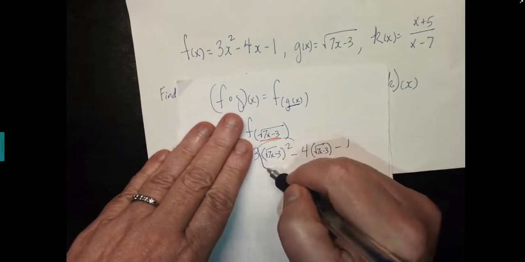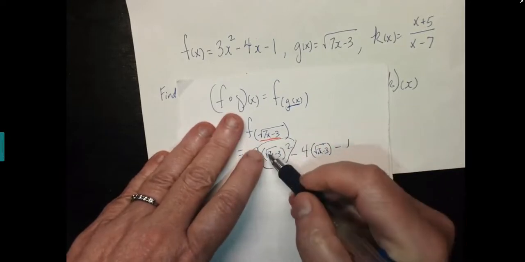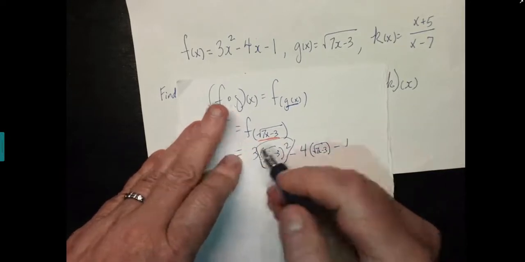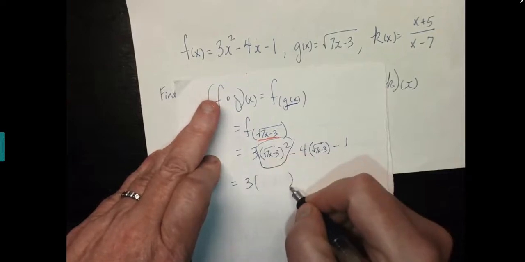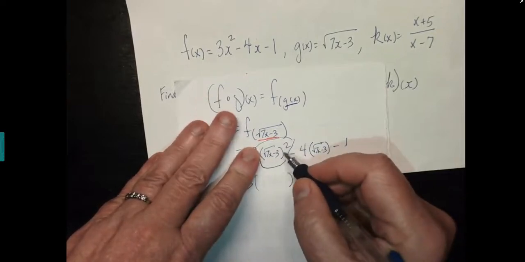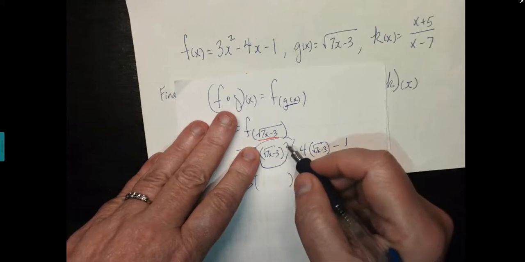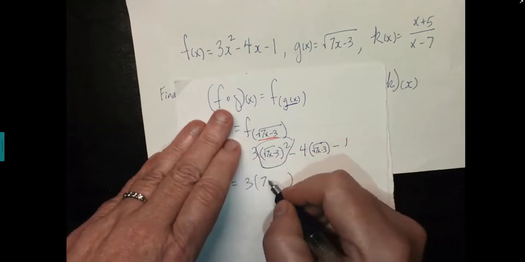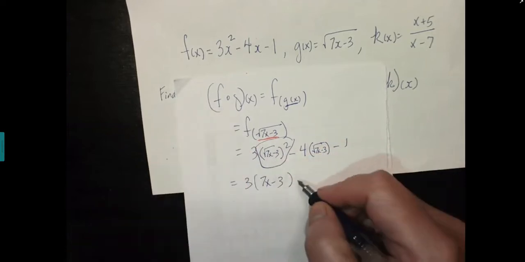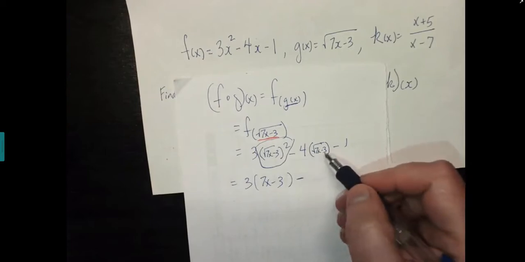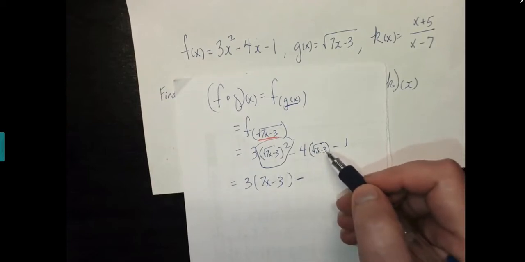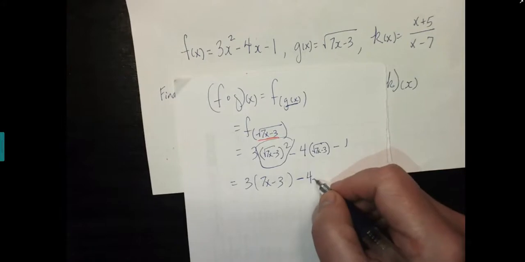And if we look at this, this square undoes this square root. So what I've circled there is just going to be 7x minus 3. So if you take the square root and square it, you just get what's inside the argument there. Now, 4 cannot be multiplied through this square root. It's got to stay on the outside.